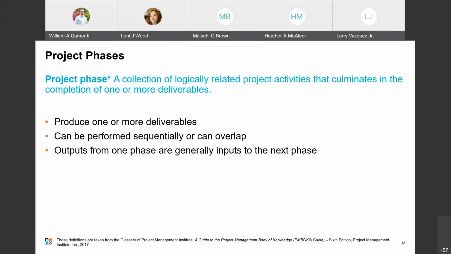So a project can be divided into phases that represent activities that produce one or more deliverables. A project phase is a collection of logically related project activities that culminates in the completion of one or more deliverables. The output of one phase is often a handoff or input to the next phase. Phases facilitate management, planning, and control as the work is represented in smaller and more focused segments.